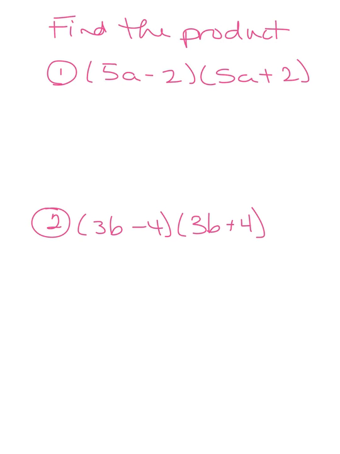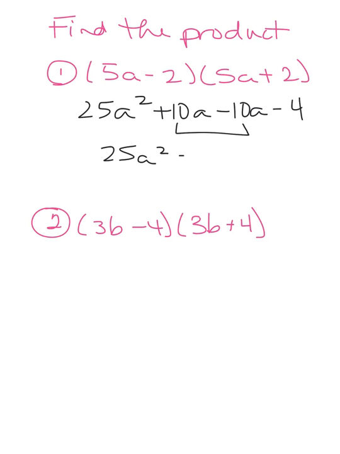Now we're ready to practice some. Find the product. So again, I could use a special pattern if I'd like to. I just like to use FOIL. So 5a times 5a gives me 25a squared. That's my first term. My outside term is 10a. My inside term is negative 10a. And my last term is negative 4. My outside and inside terms will zero out. So I have 25a squared minus 4. Again, my outside and inside terms zero out because they have the exact same binomial with different signs.